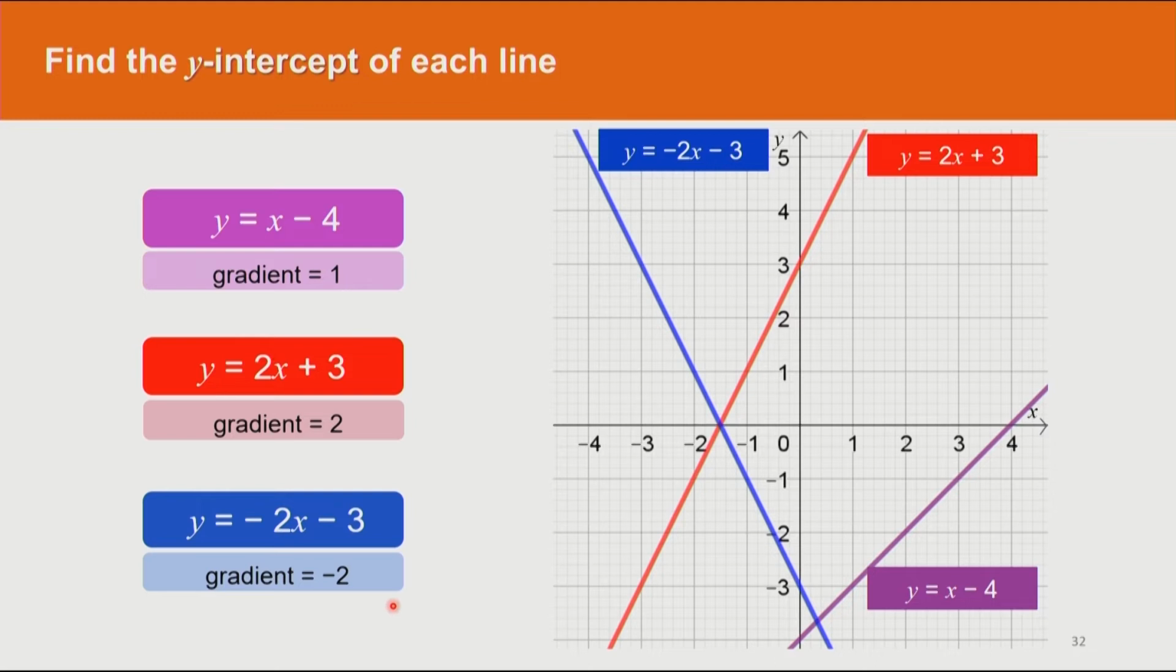So finding the y-intercept of each line, that's also a possible question that you can be asked. When the line is drawn, it's very simple. The y-intercept of any line is where the line crosses the y-axis, as simple as that. So for the first one, the first equation is y equals x minus 4. You can see that the line crosses the y-axis at -4, and therefore the coordinate is (0, -4).